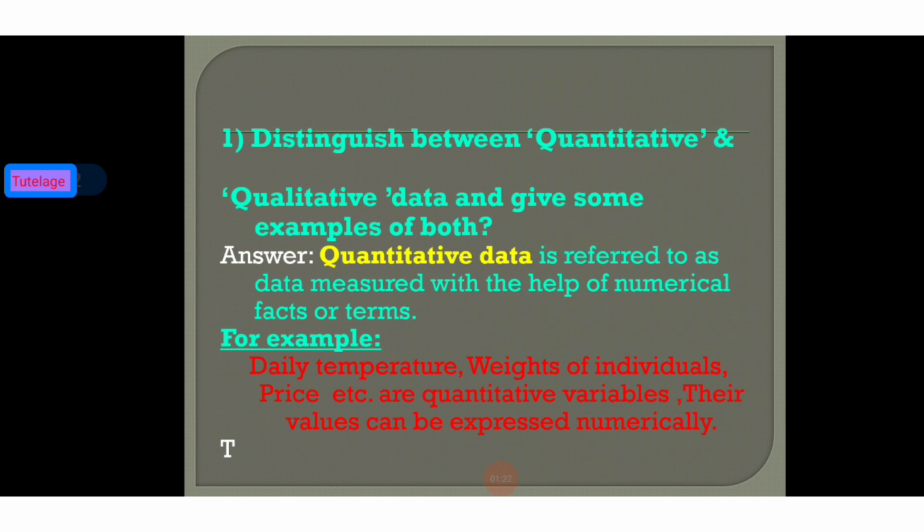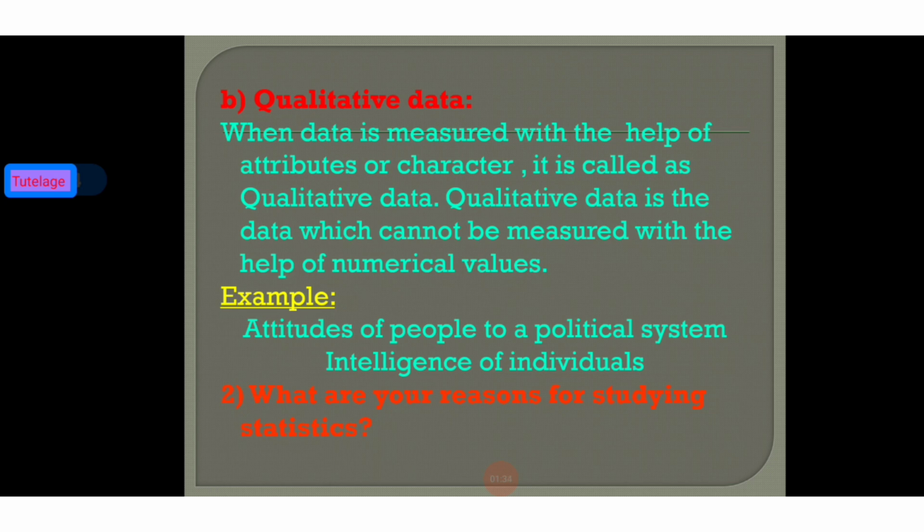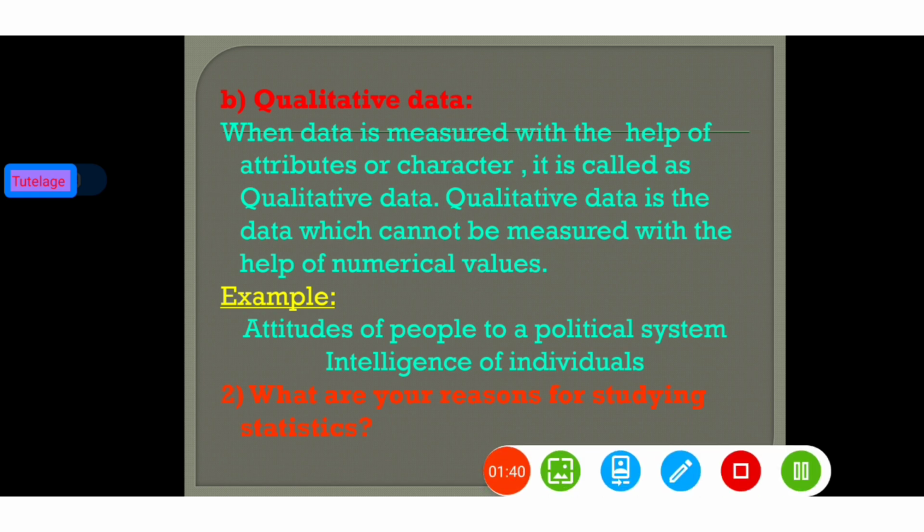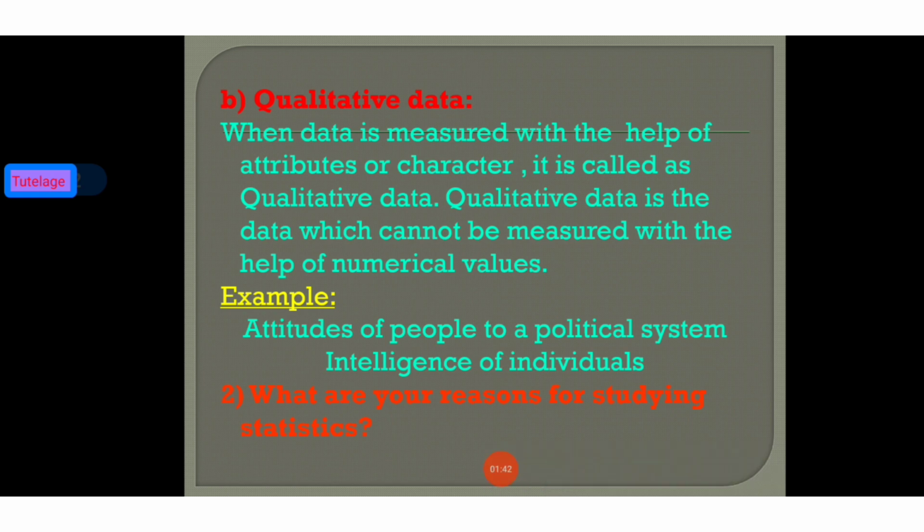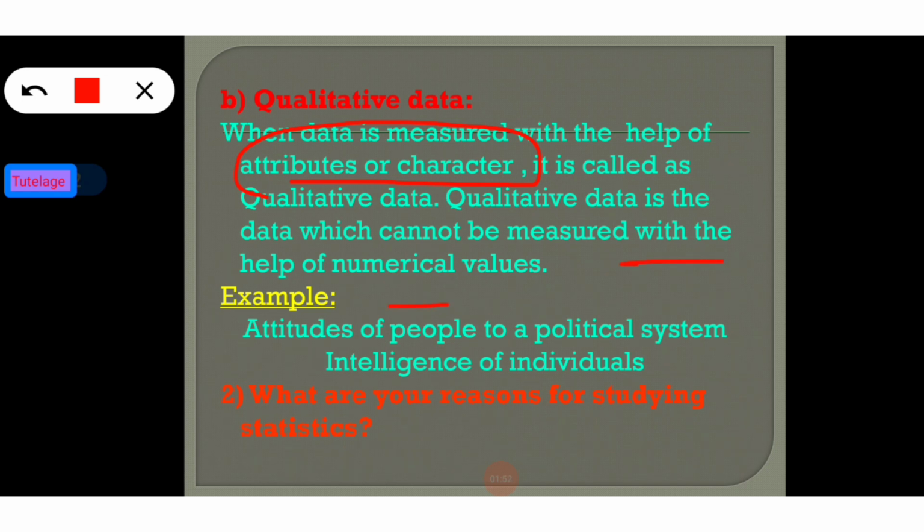I think this is very easy and this is clear also. So now move on to the second thing, this is qualitative data. Okay, this is the definition of qualitative data. So, qualitative data is measured with the help of attributes or character. Okay, so it is the data which cannot be measured with the help of numerical values. That is the basic difference between quantitative and qualitative data.